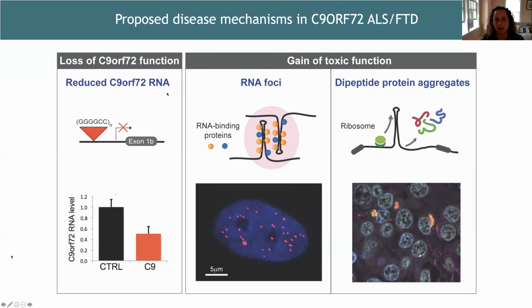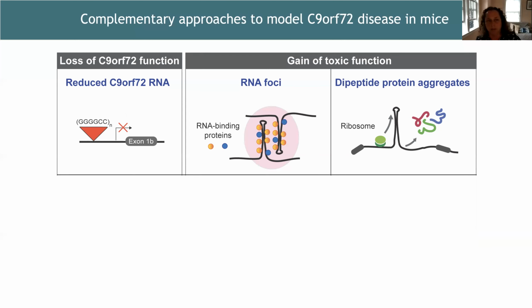So these different disease mechanisms are proposed. They are supported by some observation in tissues from patients, and they are not mutually exclusive. But it was very important for the field to dissect what is the contribution of each of them. And so an approach we took was to model these different mechanisms using mice.